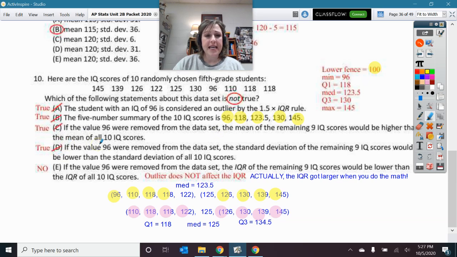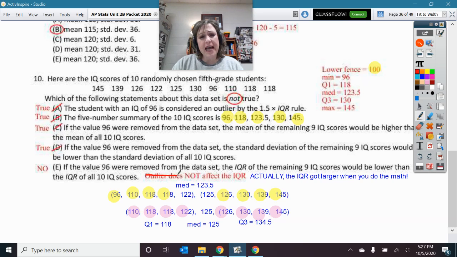Okay, so then D says if the 96 was removed, the standard deviation would be lower. And that is true. When you take away an outlier, it is going to make the data less varied, so that standard deviation will be lower. It was this one here. I knew it was not true, but I had the wrong reason why.